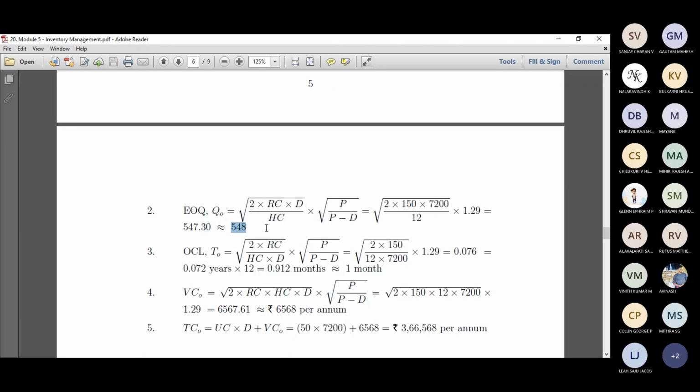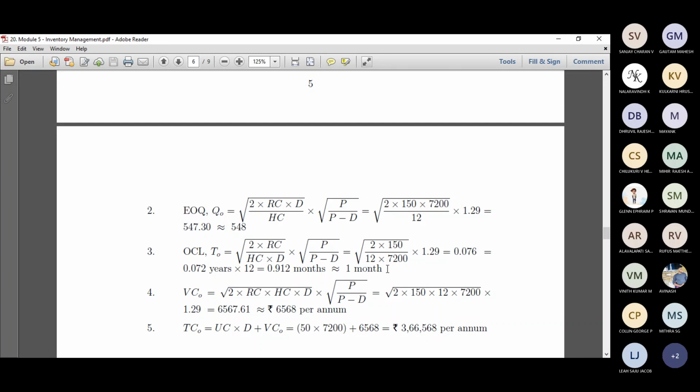Then optimum cycle time is 1 month. So which means that this is the formula, reorder cost over the holding cost multiplied by the demand into the factor of 1.29. So it is like 0.072 per annum multiplied by 12, which gives 0.912 months, and is approximately 1 month. Right. So you cannot have 0.9 month, but you take it as the nearest 1 month.